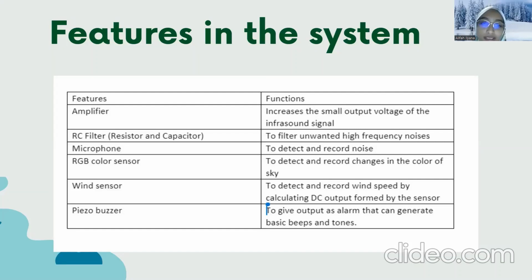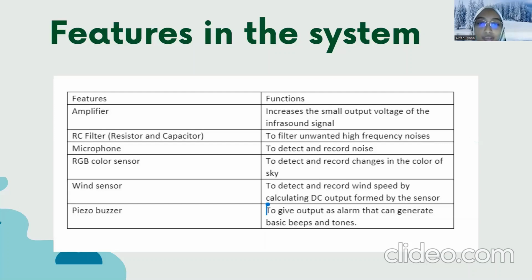The RGB color sensor is used to detect and record changes in the color of the sky. Basically, we're looking for the green color to detect the tornado, which is actually one of the tornado signs based on the paper that we have researched. And next is the wind sensor.